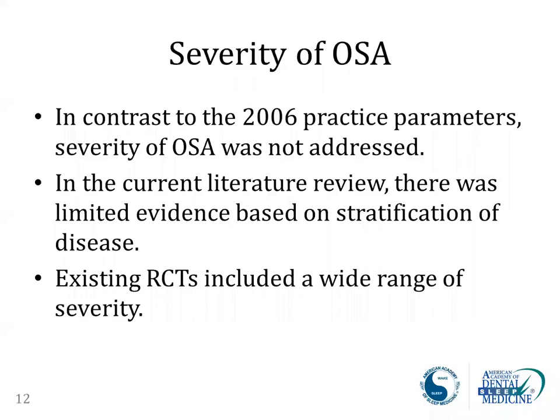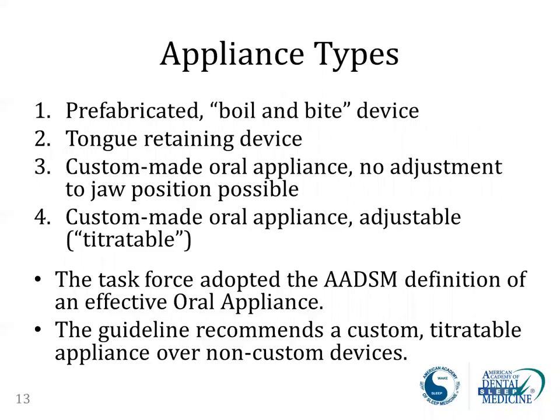Another issue that we addressed in this guideline was appliance types. There are multiple types of appliance. One, prefabricated, known as boil and bite devices, or over-the-counter devices. Two, tongue-retaining devices. Three, custom-made oral appliances that allow no adjustment to jaw position. If you can imagine, in this case, a CPAP machine that was only ever allowed to deliver one fixed pressure, say 9 centimeters, that's what number 3 is equivalent to. And 4, custom-made oral appliances that are adjustable. Another word that's used is titratable.